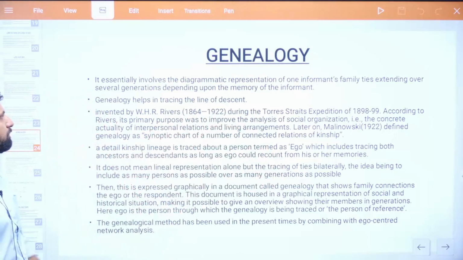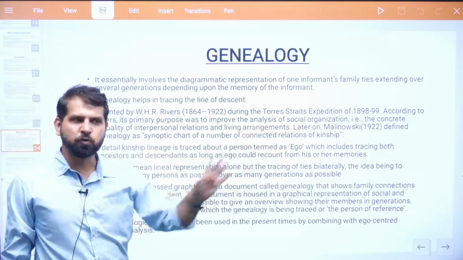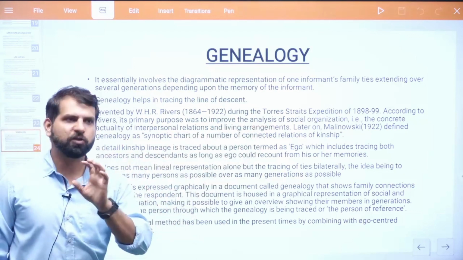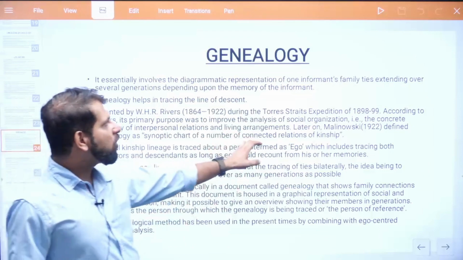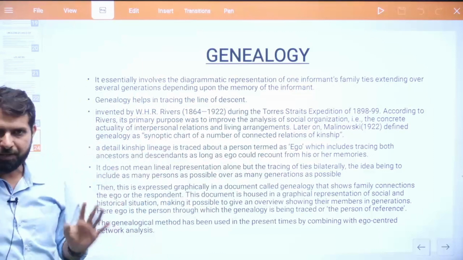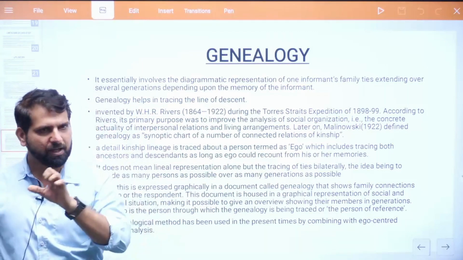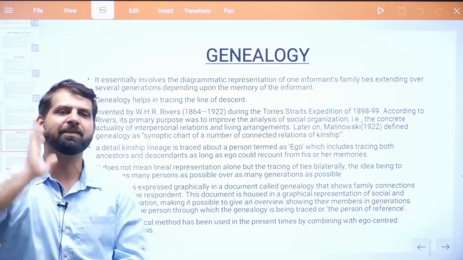Okay. So according to Rivers, the primary purpose was to improve analysis of social organization. So to understand social organization, you need to have a genealogy. Why? Because with genealogy, you get the concrete actuality of interpersonal relations and living arrangements. Once I have a family tree, a family diagram of individuals around me, I can understand how two individuals are related with each other.